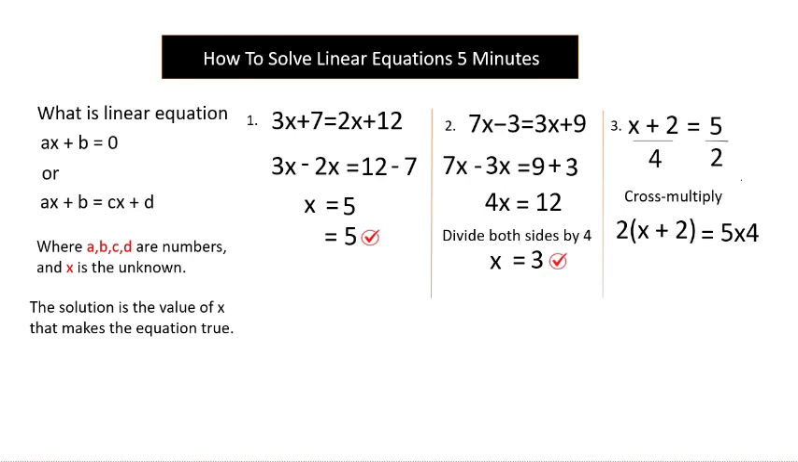And then the next thing to do is to expand the bracket. To expand it, you multiply what is outside the bracket by everything inside the bracket. That is 2 times x gives you 2x, plus 2 times 2, which gives you 4, equals 5 times 4, which is 20. Now collect like terms. You have 2x here equals 20 minus 4, because when you take plus 4 across the equal sign, the sign changes and becomes minus 4. And then you have 2x = 20 - 4, and that gives you 16.